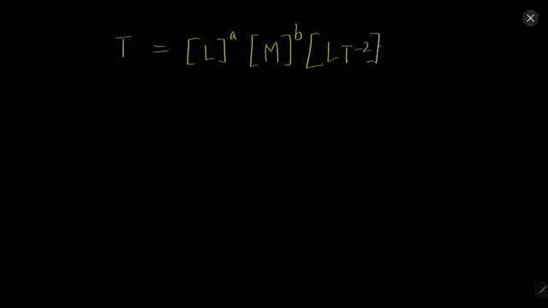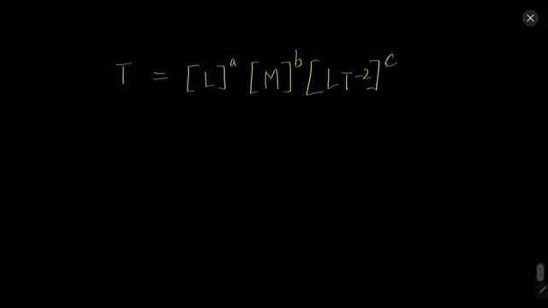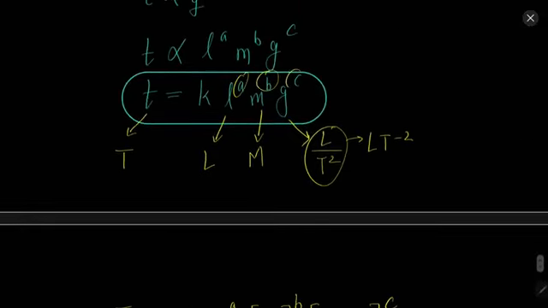Okay, so let's write them. So we know that T equals k, which is a constant, so it does not have any dimension. Then what we will get, for length it is L to the power A, for mass it is M to the power B, for acceleration it is L T minus 2 to the power C. Do you understand? We can write this as L T minus 2. So now why ABC? Because we had that from the assumption initially.